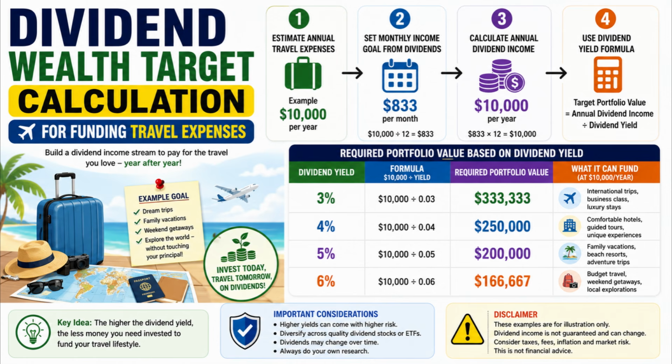Therefore, the key idea is that the higher the dividend yield, the less money you may need invested to fund the same travel lifestyle. However, higher yield can also come with higher risk, so it is important to focus on quality, consistency, and proper diversification.